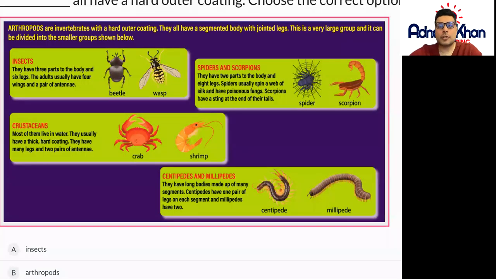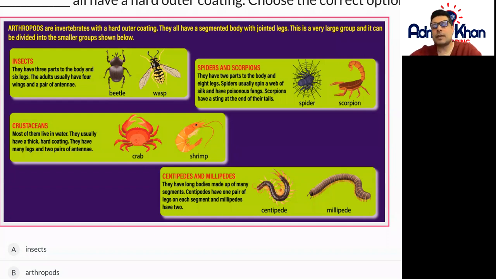We're moving on to animals without backbones, part 2. So first of all, arthropods are invertebrates with a hard outer coating. They all have a segmented body with jointed legs. This is a very large group and it can be divided into the smaller groups shown below.